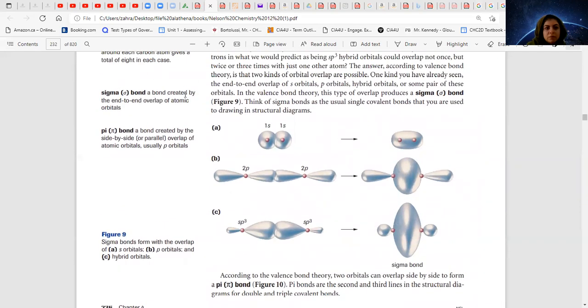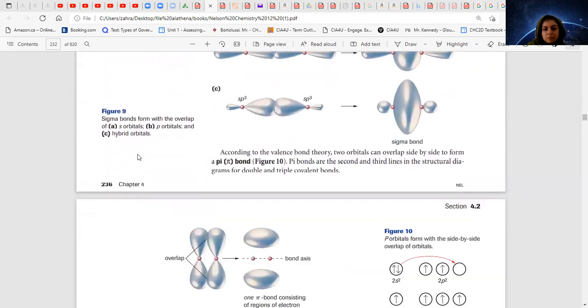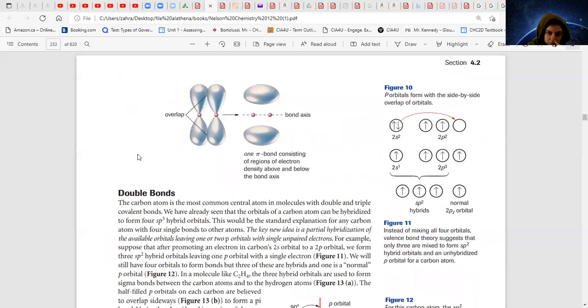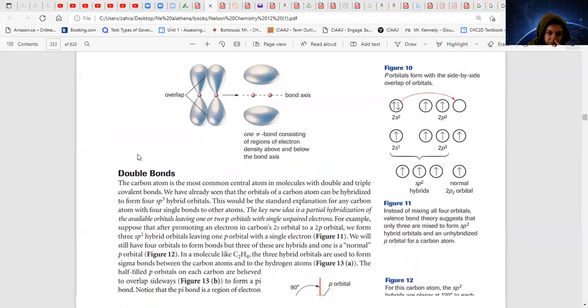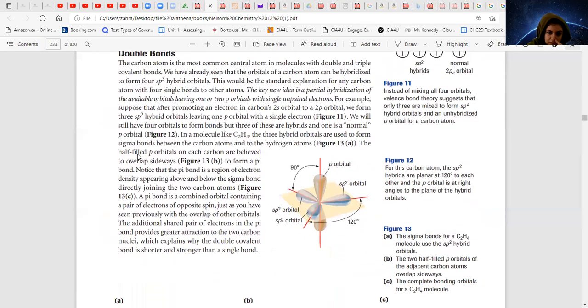A sigma bond is a bond created by the end-to-end overlap of atomic orbitals. When you have a single bond, it's going to be sigma. But if you have a double bond or a triple bond, it's going to include a pi bond. Now, we'll do an example. The good example is, I think, C2H4.